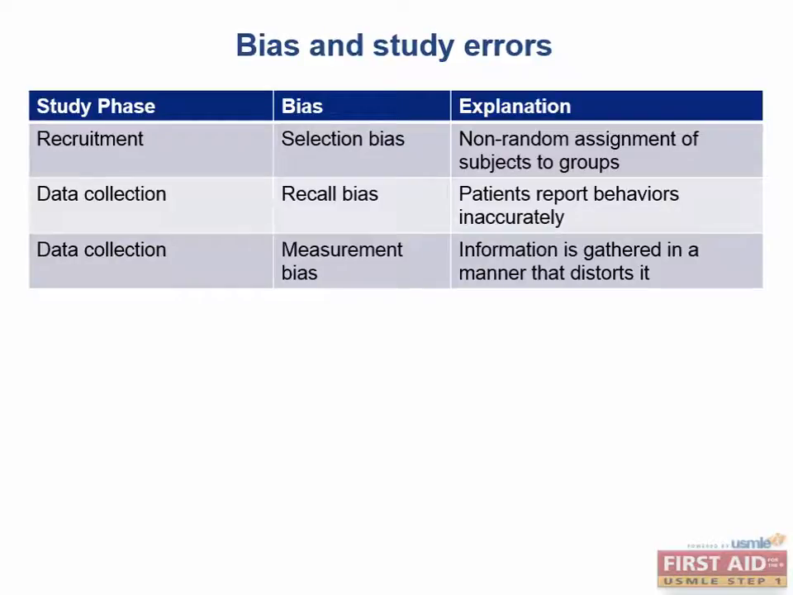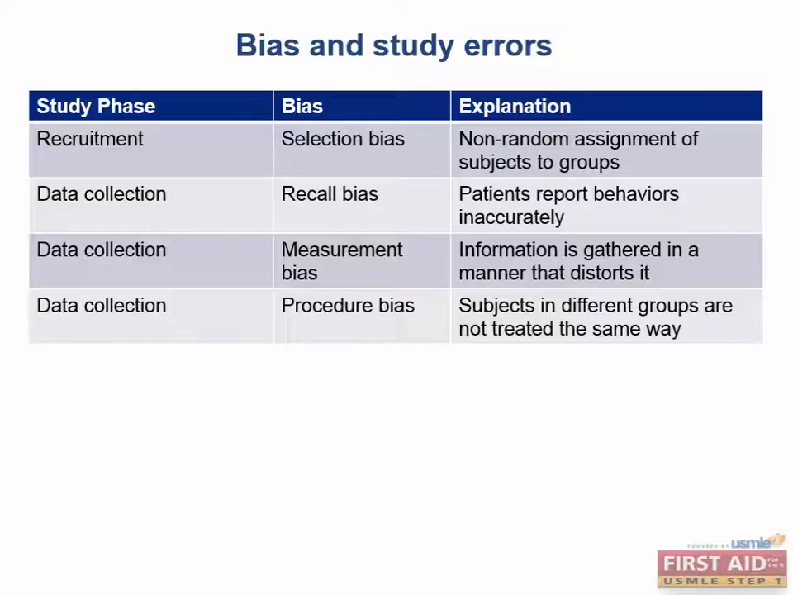Measurement bias happens when information is gathered in a way that distorts it. For example, my GPS on my phone always overestimates the distance I've run, but it keeps time perfectly. The result is that I think I'm running faster miles than I actually am. The only way to combat this is to standardize the method of data collection.